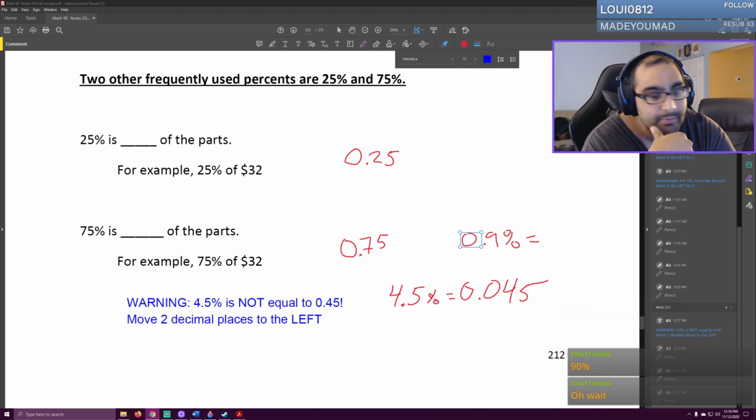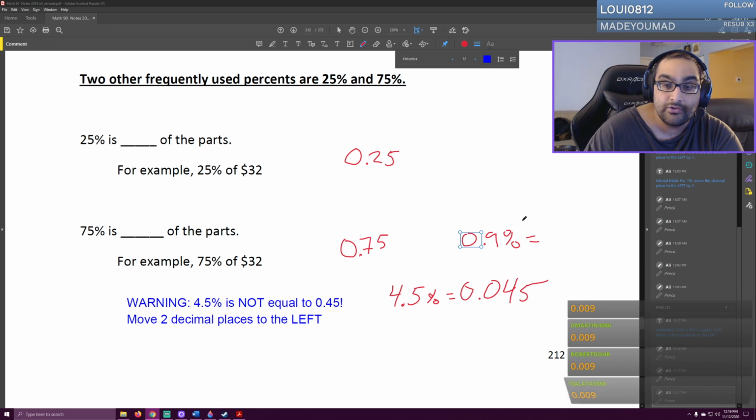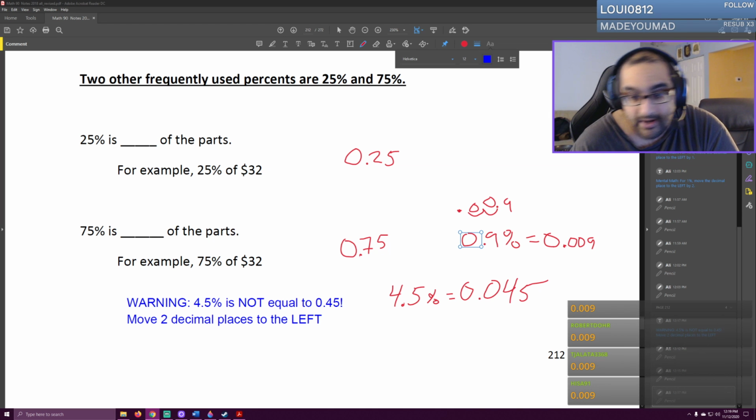Remember, move 2 decimal places to the left. It says move 2 decimal places here to the left. That's 0.9%, and I want that as a decimal. What's that going to be? This is exactly why I asked these questions here. 0.009 is going to be the decimal equivalent. That is correct. You see, that's exactly why I asked this question, because you get 1 and 2, and then you're like, okay.